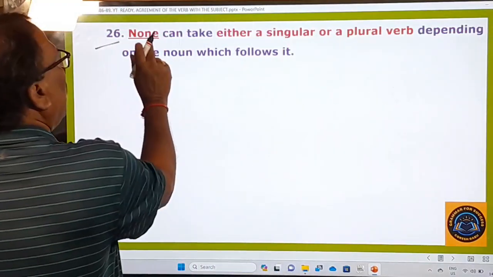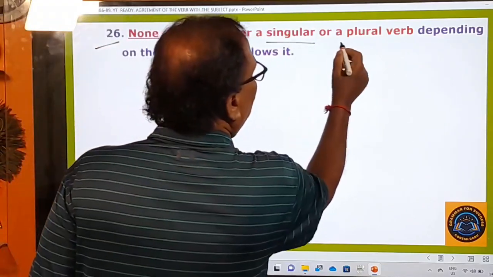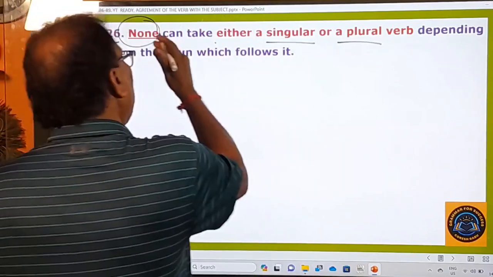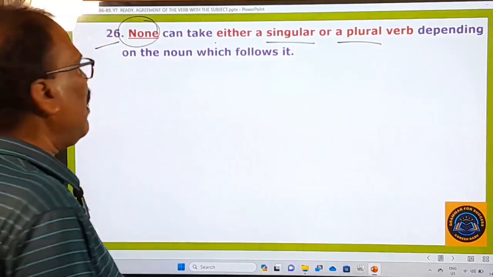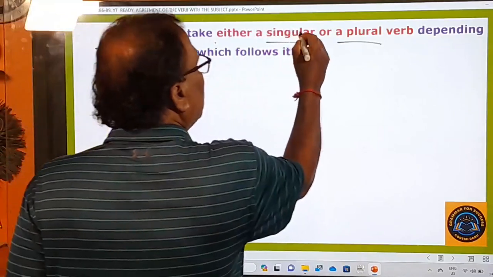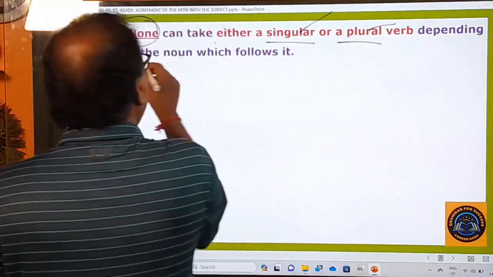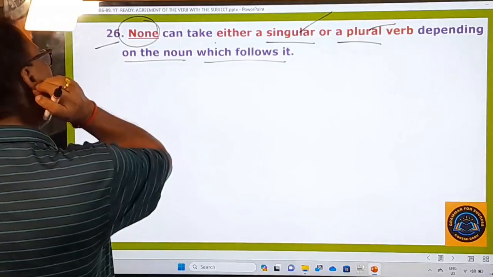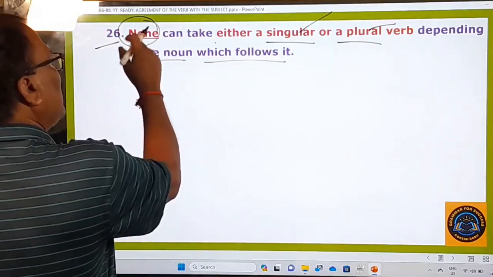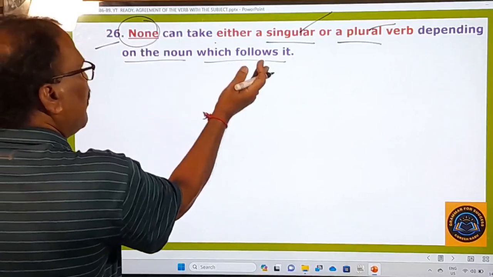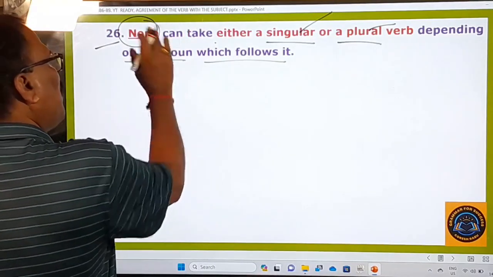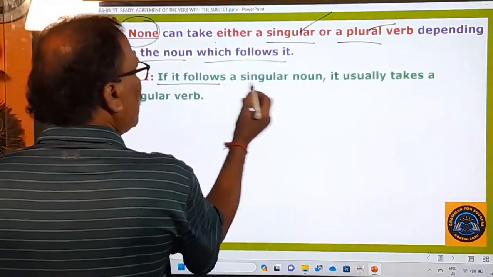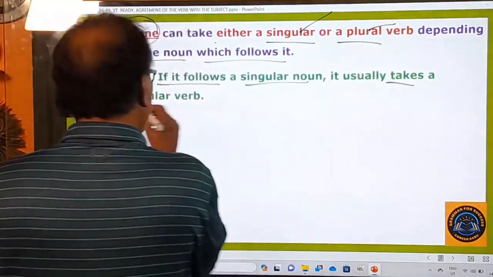The 26th one here: none can take either a singular or a plural verb. Remember, none is a pronoun. None can take either a singular verb or a plural verb, depending on the noun which it follows. Whatever the noun after this none, if a singular noun comes, it takes a singular verb. If it is followed by a plural noun, it takes a plural verb, like that. How? Let us see that here. If it follows a singular noun, it usually takes a singular verb.